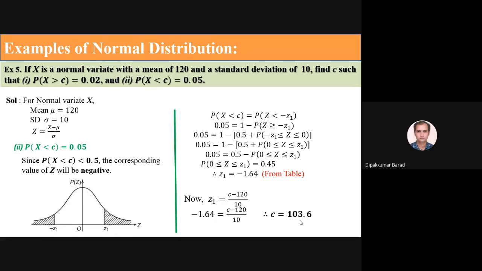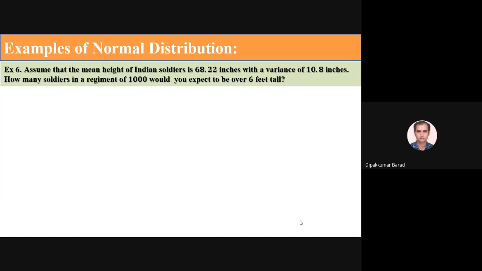Okay, now example number 6. Assume that the mean height of an Indian soldier is 68.22 inches with variance 10.8 inches. How many soldiers in a regiment of 1000 would you expect to be over 6 feet tall? So the mean height given is 68.22 inches, and the variance is 10.8 inches. And over 6 feet.